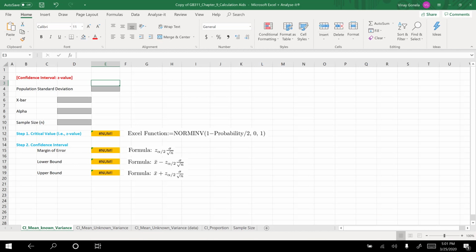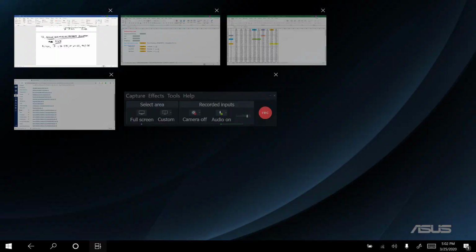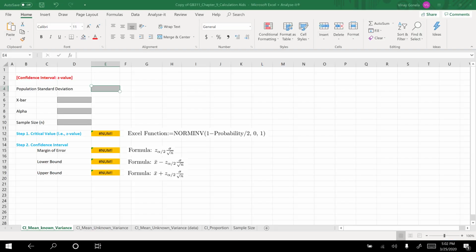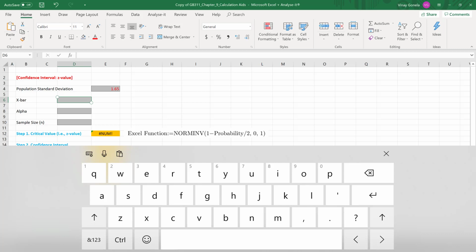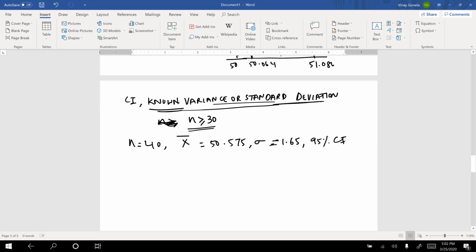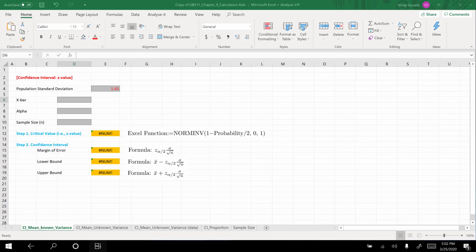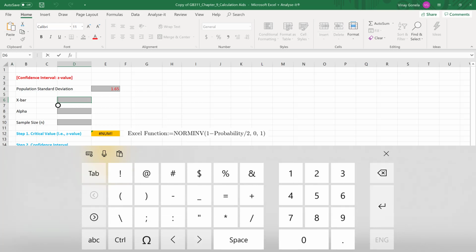So we will use the first spreadsheet. We go to this one and put in values. Population standard deviation, which is 1.65. So I will type in 1.65 here. X bar is 50.575. So I will go to this and calculate.